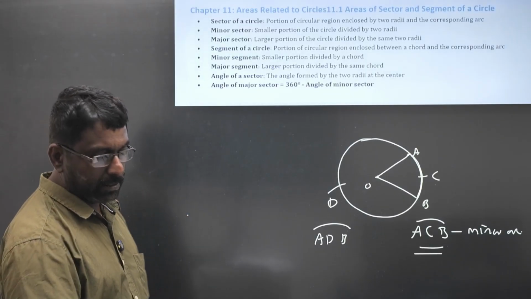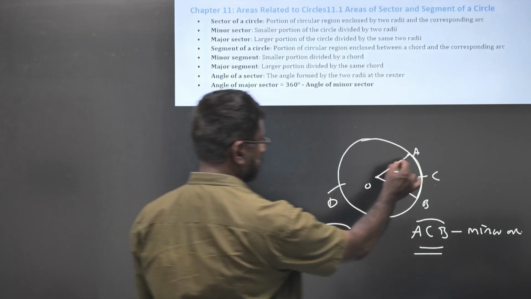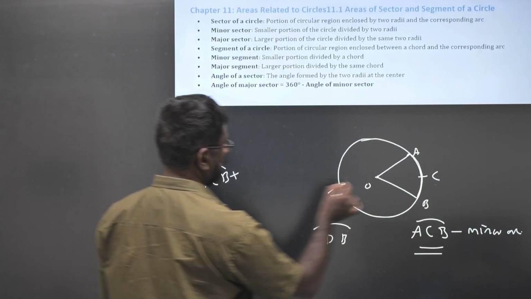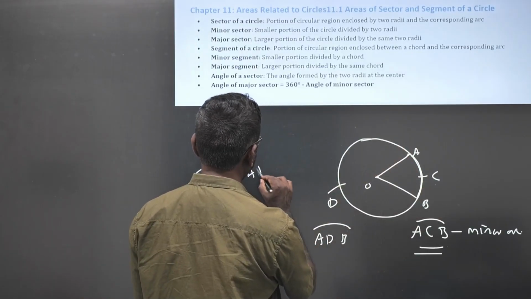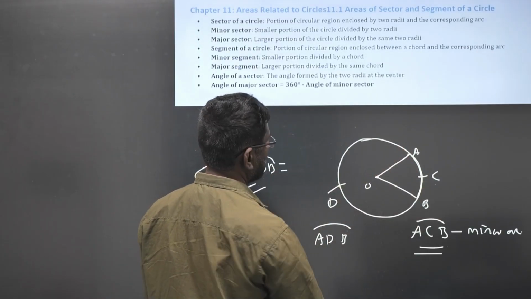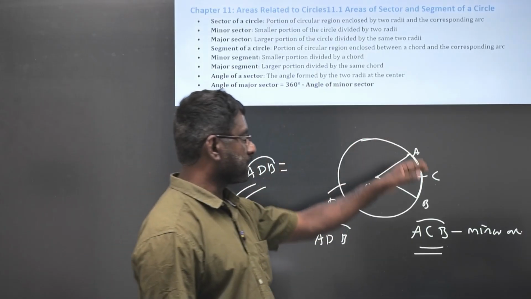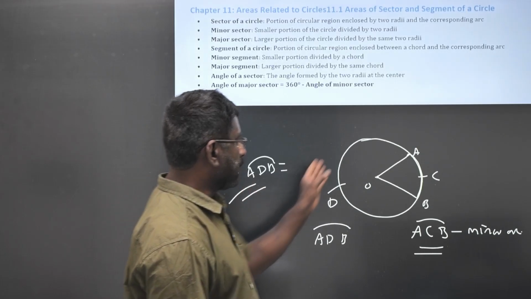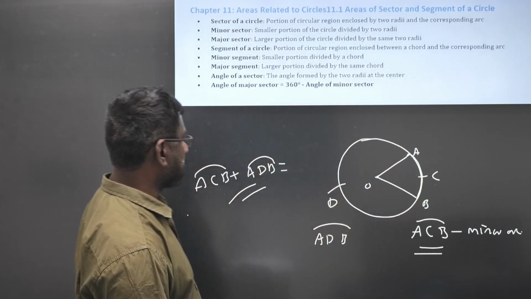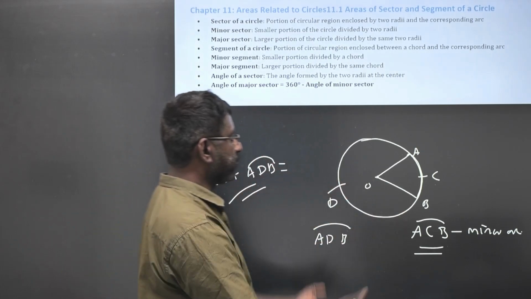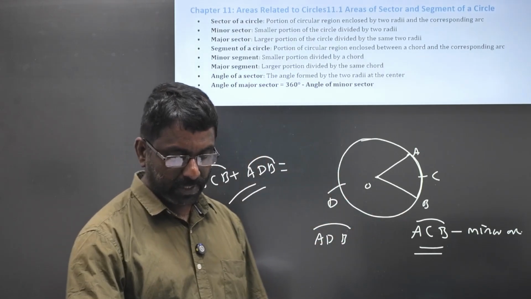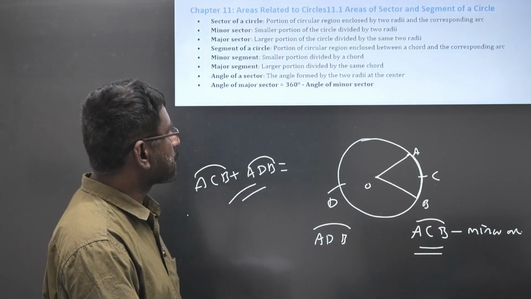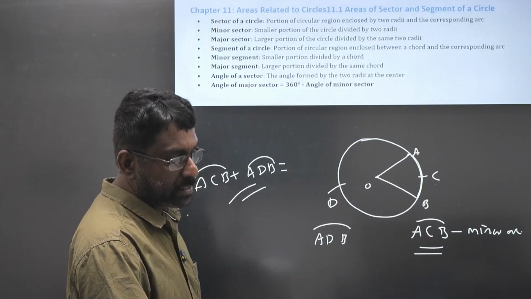Actually, length of this minor arc, that is ACB, plus length of the major arc, that is ADB, is the total circumference of the circle. The minor arc ACB plus the corresponding length of the major arc gives the circumference of the circle. That is very important. And already we studied sector of a circle, major sector, minor sector.